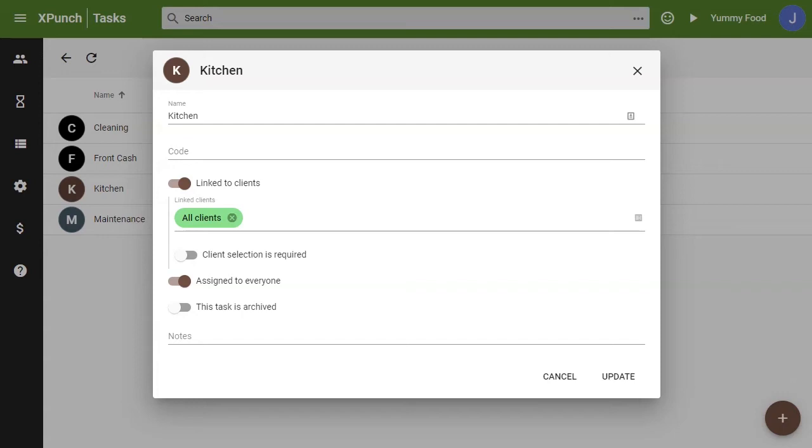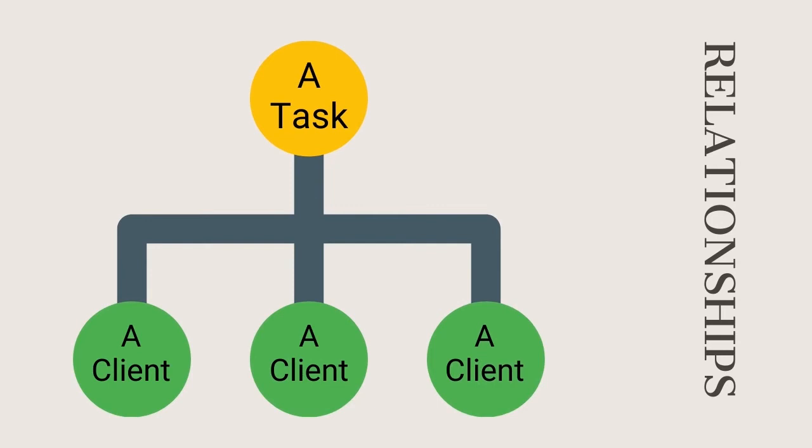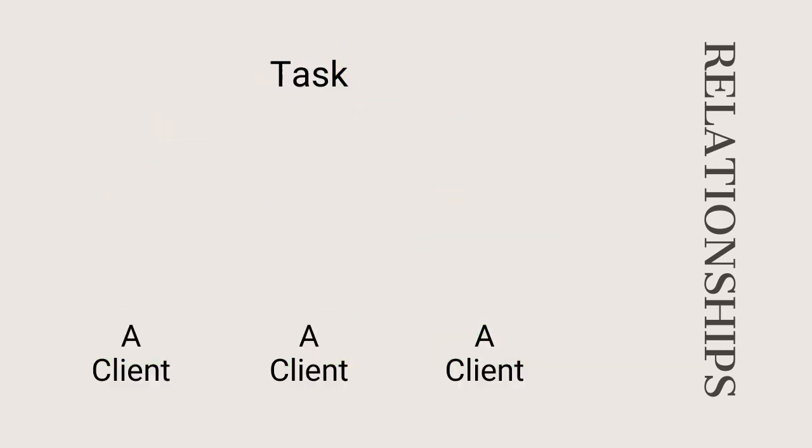Now, if we want, we see right away that we can associate this task with all of our clients. If that was our case, we could click on the update button and we'd be done. But since we said we'd be granular, let's suppose that only some of our clients use our kitchen service. So we're going to associate our task with just those clients.